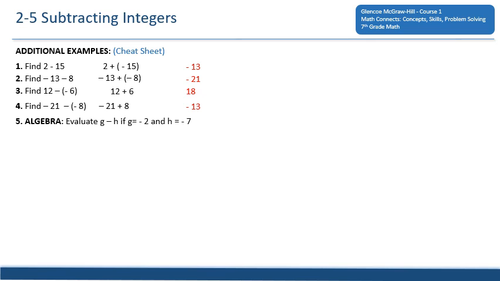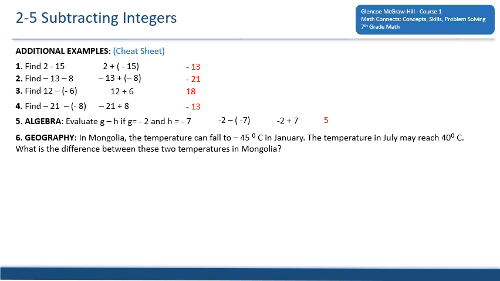Algebra. Evaluate g minus h if g equals negative 2 and h equals negative 7. So g minus h: we'll plug in the negative 2 for g and negative 7 for h. So we get negative 2 minus a negative 7. And if we add the opposite, we get negative 2 plus 7, which is 5.